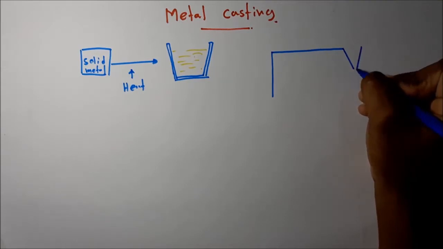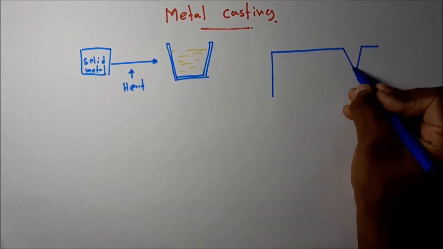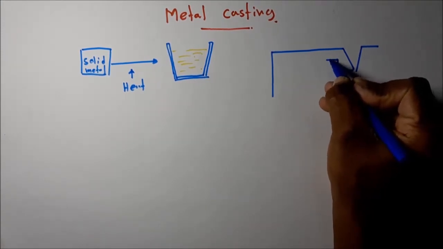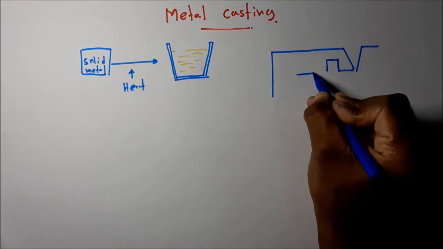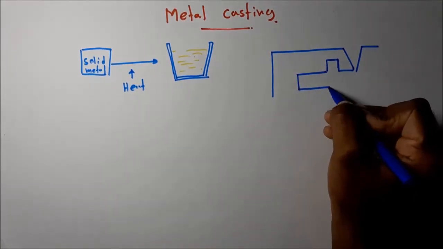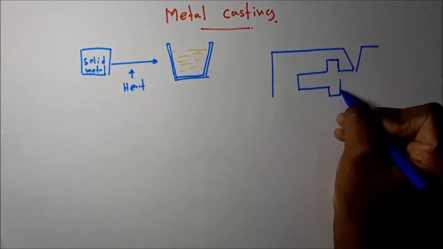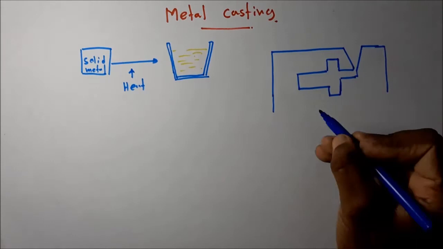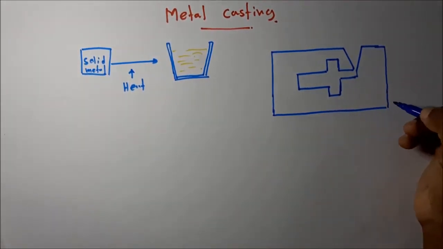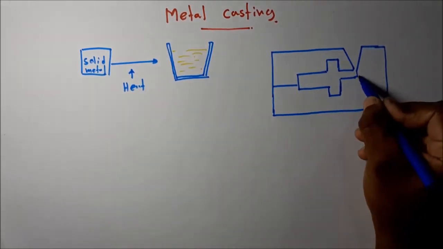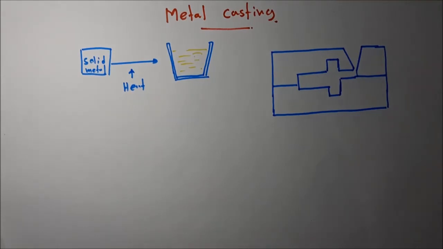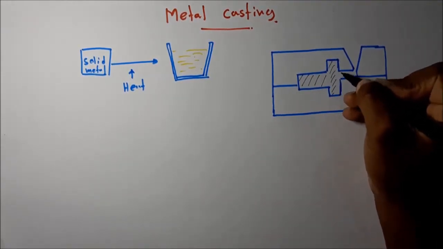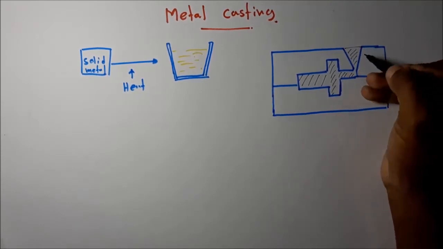Let's take this kind of a simple mold. Later I will explain in detail about these things. Let's take this kind of a cavity. This is the cavity area, the product we are going to manufacture in this casting method. This is the parting line, with the two halves of the mold, the cope and drag. This is the part we are going to manufacture. This is the runner, and this is called the sprue. This is the total cavity area.